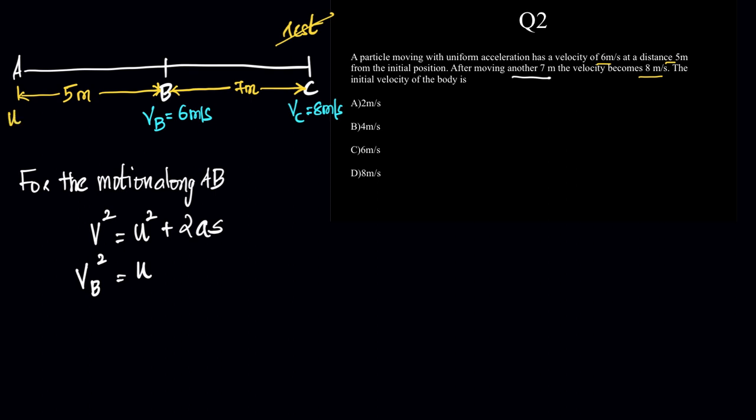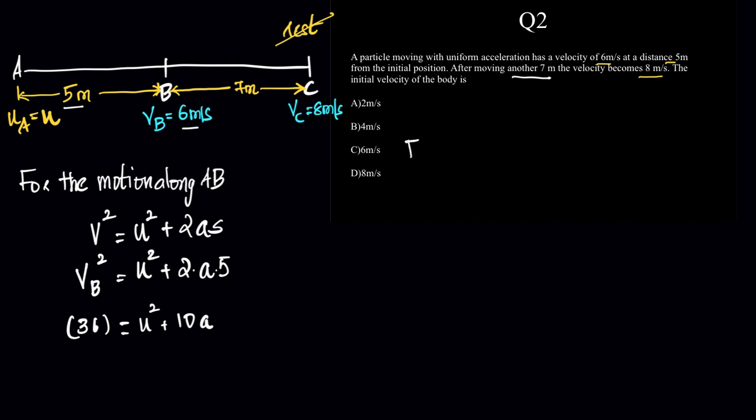Let us call that velocity U. So it's U square plus 2 times A times S. How much is S? S is 5 meter. So what do we get as the first equation? How much is VB square? VB is given as 6 meter per second. So that becomes 36 is equal to U square plus 2 times 5 is 10, so we get 10A.